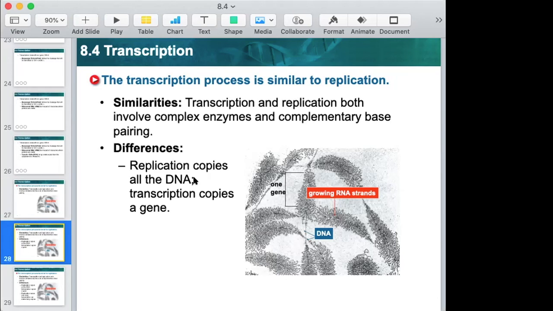Now the difference is this though, as I mentioned, replication copies all the DNA and makes DNA. Transcription only copies one gene. So while replication goes through the 3 billion nucleotides, transcription only goes through, you know, 100 to 1,000 or so nucleotides through one gene.